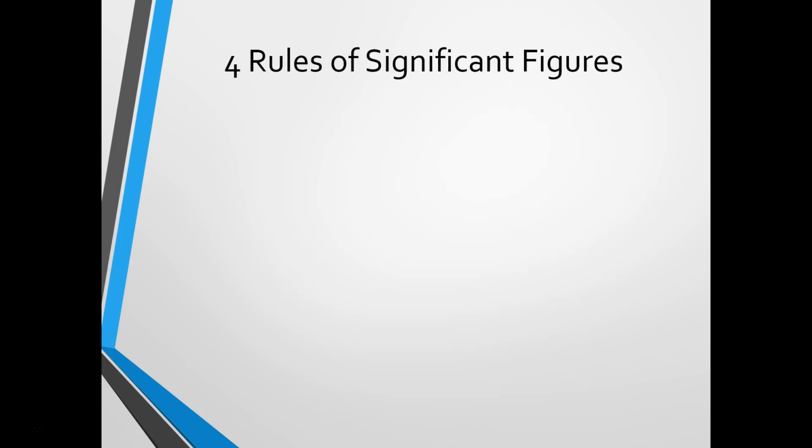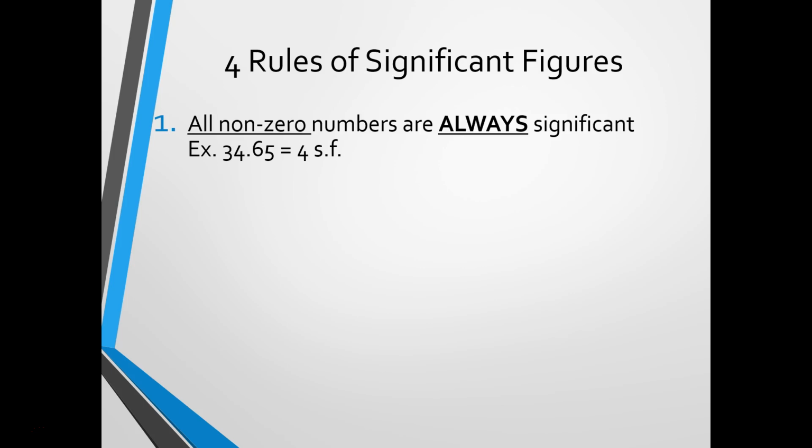Now, the most important thing with significant figures is being able to identify which figures are significant. And we actually have 4 rules that we need to know. First rule is that any non-zero number is always significant. So 1, 2, 3, 4, 5, 6, 7, 8, or 9. All those numbers are significant, no matter what. There's no exceptions to that rule.